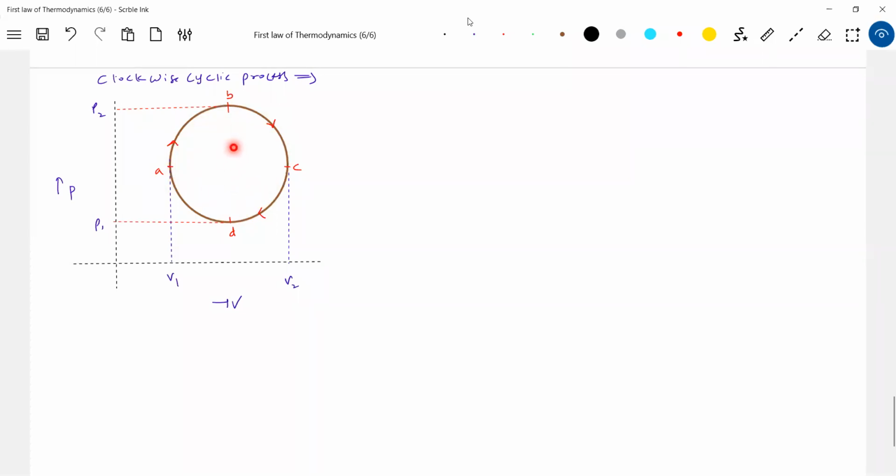So what is the change in energy? It will be zero. Do I agree? Let it be a circle or any other shape. The reason for that: what is the change in energy? nR by gamma minus 1, delta T. If the initial and final state of the gas are the same, then what does it mean? It is undergoing a cyclic process.